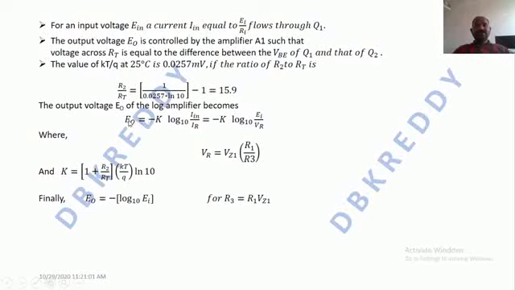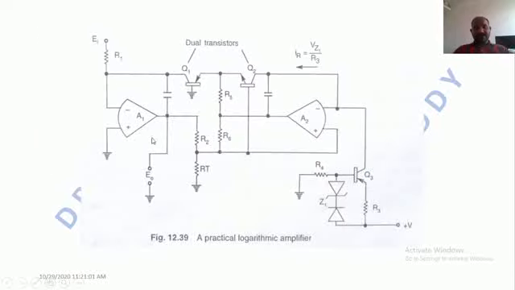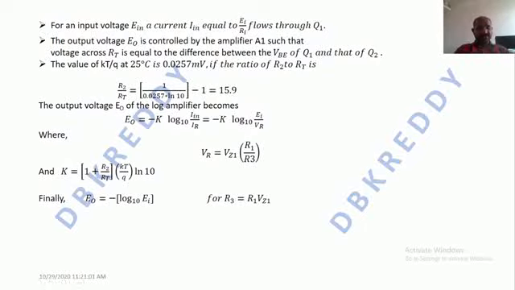Okay, so this is the output voltage at this terminal E0. Let me go back to that. So this is the output voltage. E0 equals minus K log base 10 of In by IR, which means in terms of the current and in terms of the voltage.